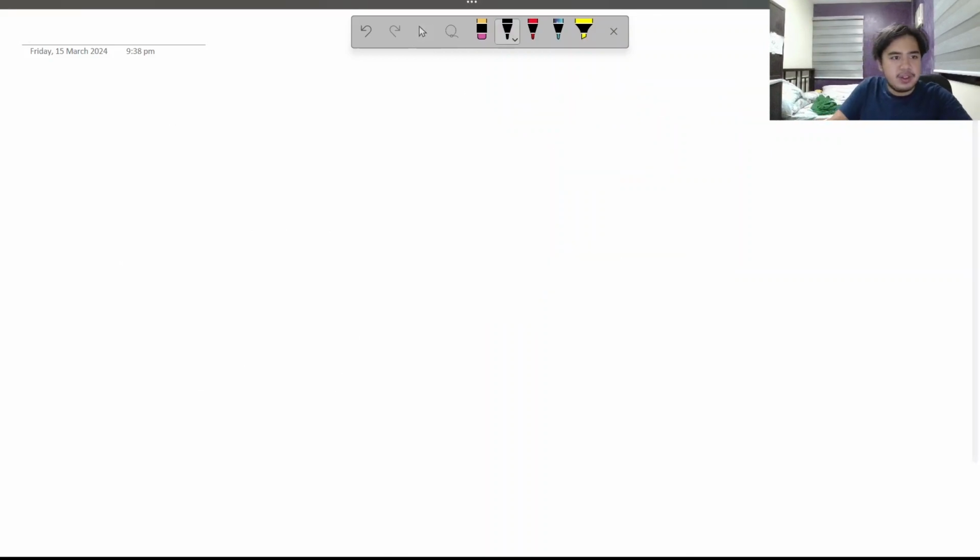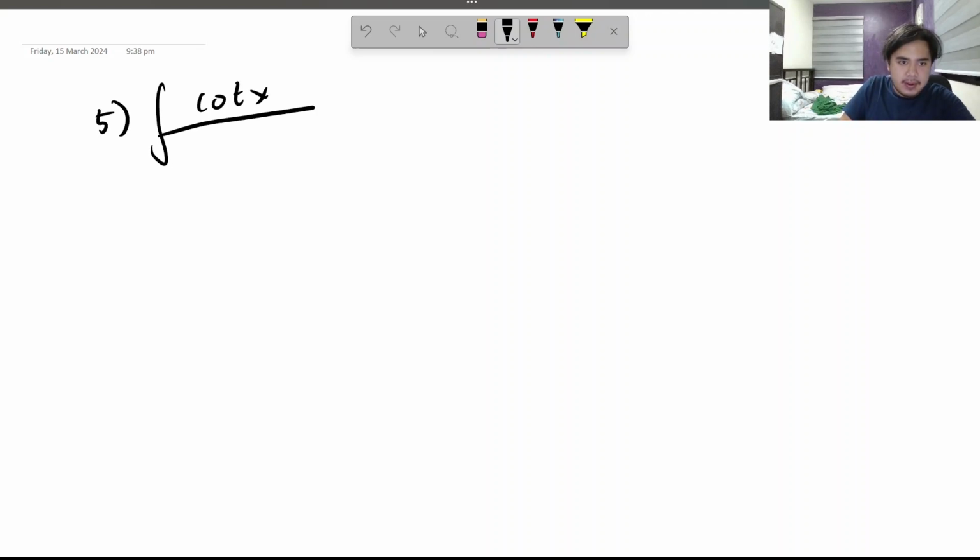Number 5. The integral of cotangent x over cosecant x minus sine x dx. Again, in here, cosecant, cotangent, they love each other very much. The problem is, there's the pesky sine x there. So what can we do in order to solve this?